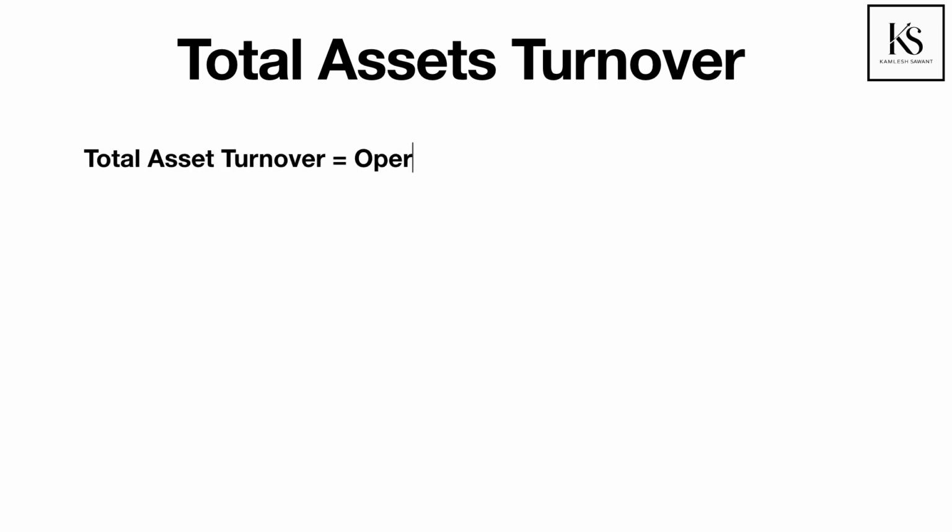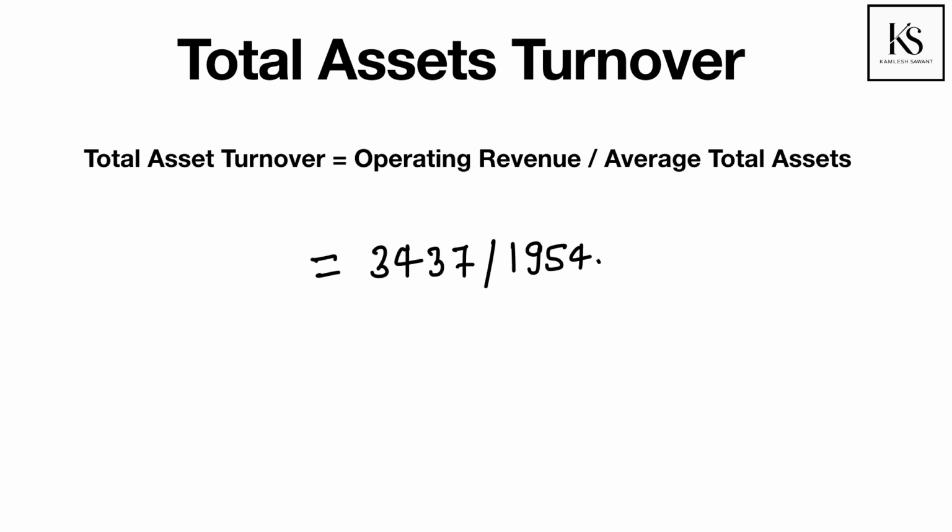Total asset turnover is equal to operating revenue divided by average total assets. The average total assets for ARBL is as follows. Total assets for FY13 is 1770 crore rupees and total assets for FY14 is 2139 crores. Hence, the average assets would be 1954 crore rupees. Operating revenue for FY14 is 3437 crores. Hence, total asset turnover is 3437 divided by 1954, that is equal to 1.75 times.